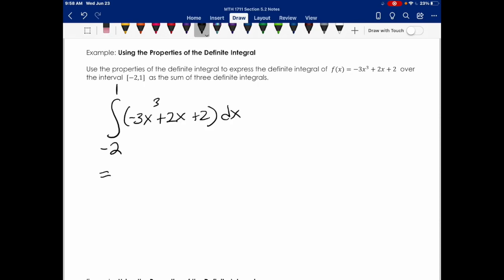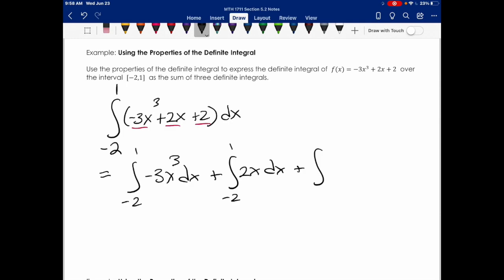And I'm going to rewrite that as three different integrals because I have three terms here. So think of this as three different functions that I'm adding together. So I can rewrite that as the integral from negative 2 to 1 of negative 3x to the third dx plus the integral from negative 2 to 1 of 2x dx plus the integral of 2 dx from negative 2 to 1.